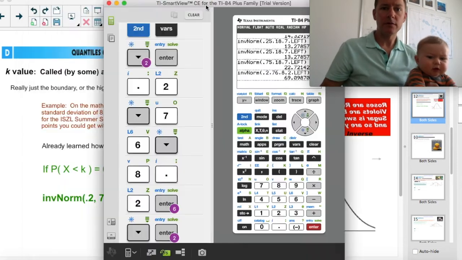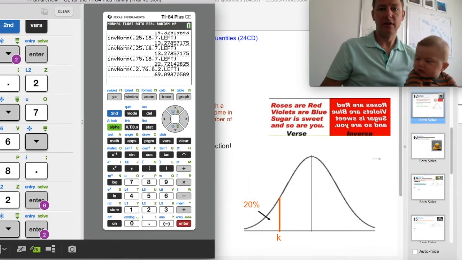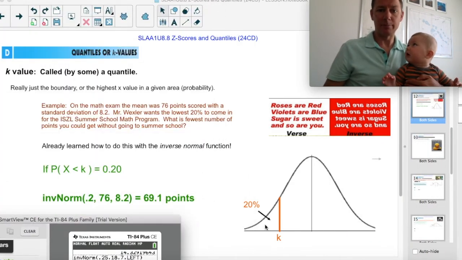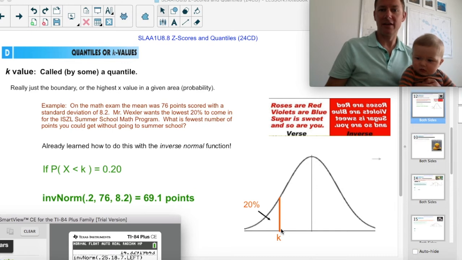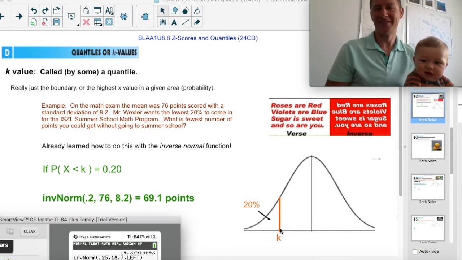And we get 69.1 points. So that's the limit, that's the bottom, almost 70 points to get you out of going to summer school. You're going to summer school.